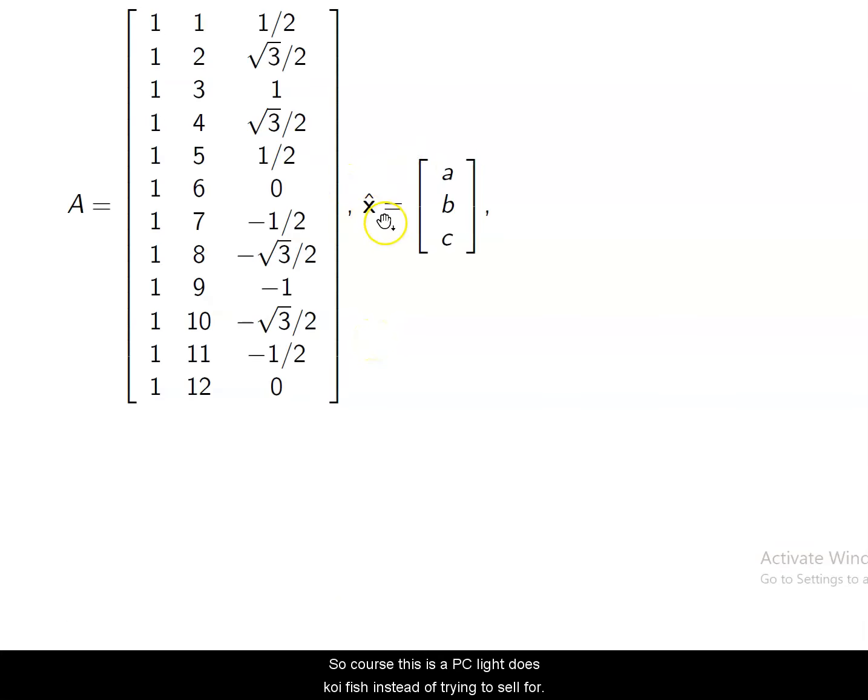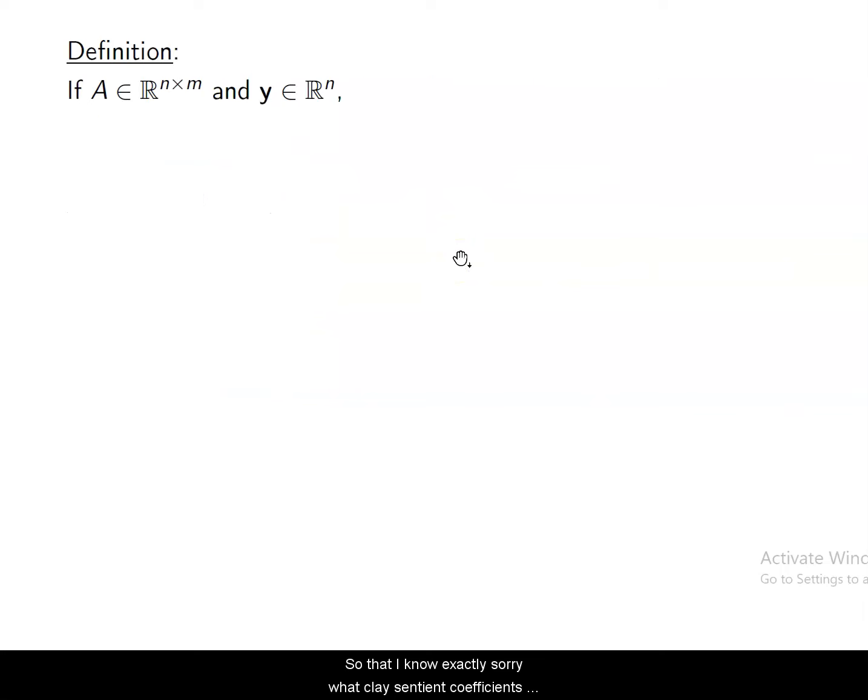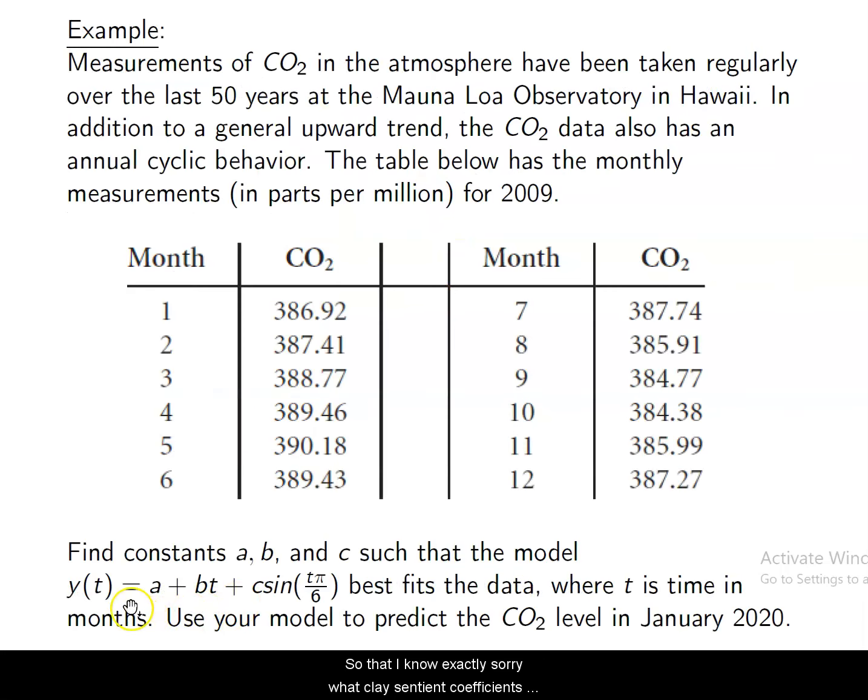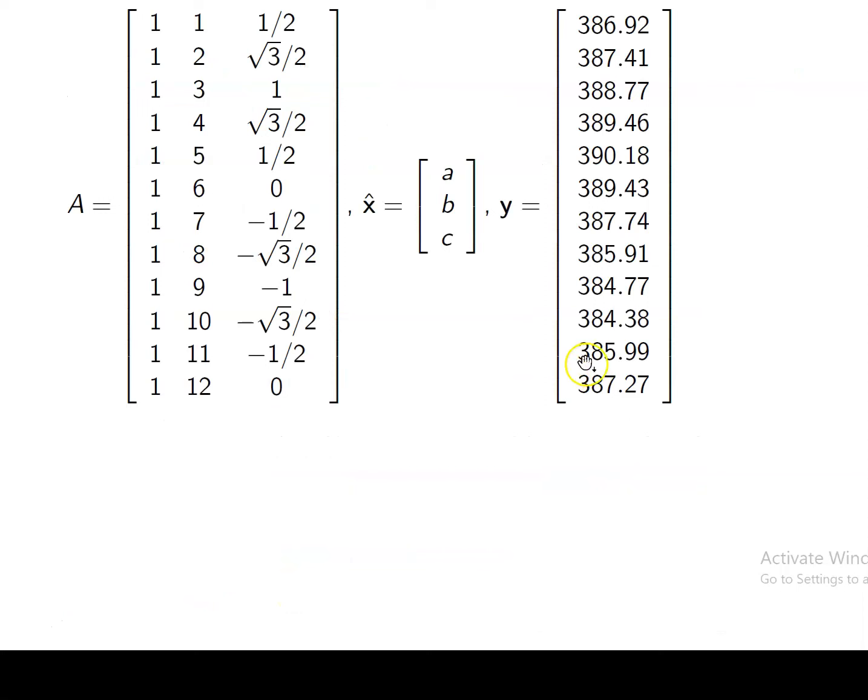Okay, so of course this is A, B, C, right? Those coefficients that I'm trying to solve for, so that I know exactly what coefficients I need here to make this the function of best fit. And here my Y is all of those outputs that I had, right? So this is one equation all the way down to this last equation, okay? So X hat here is just this formula.